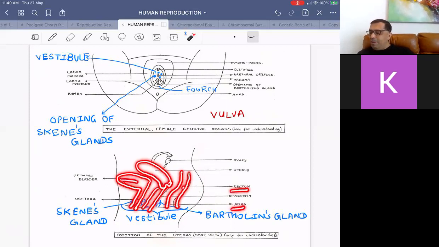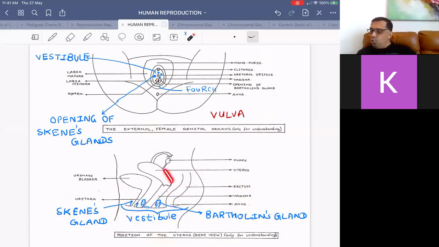So, this is the urinary bladder, urethra, urine passes here. We have the rectum and anus, stools, fecal matter passes here. And here in between the excretory system and the digestive system, we have the reproductive system. So the uterus and vagina are in the middle. And where is the uterus present? Just behind the urinary bladder and in front of the rectum.